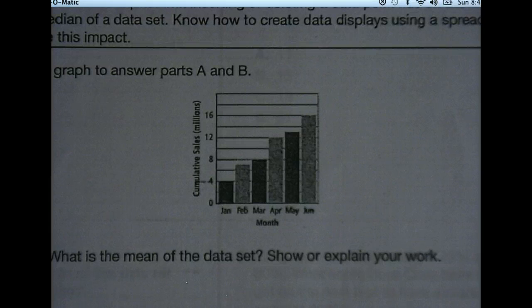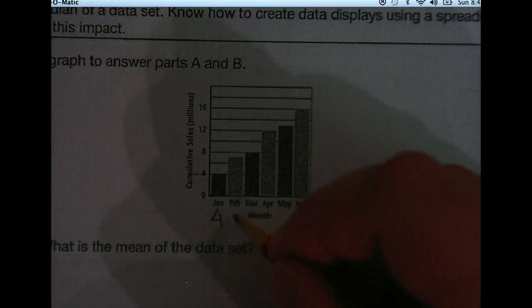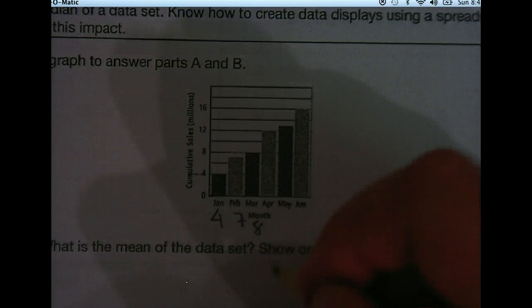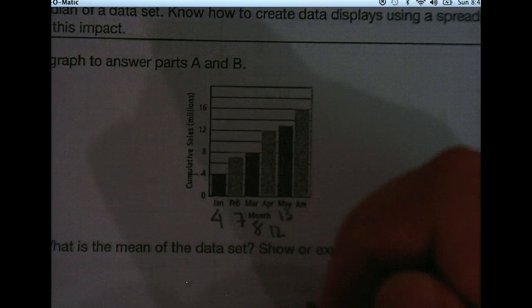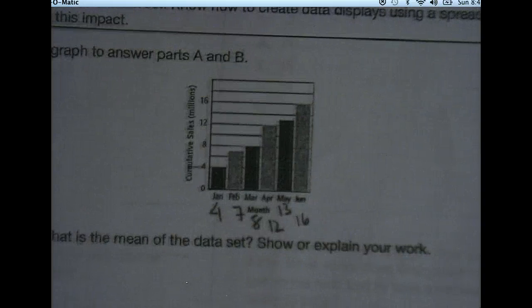So I have to find out how many sales were for each month. Looking at the graph, January has 4 million, February has 7 million, March is 8 million, April is 12 million, May is 13 million, and June looks to be 16 million.